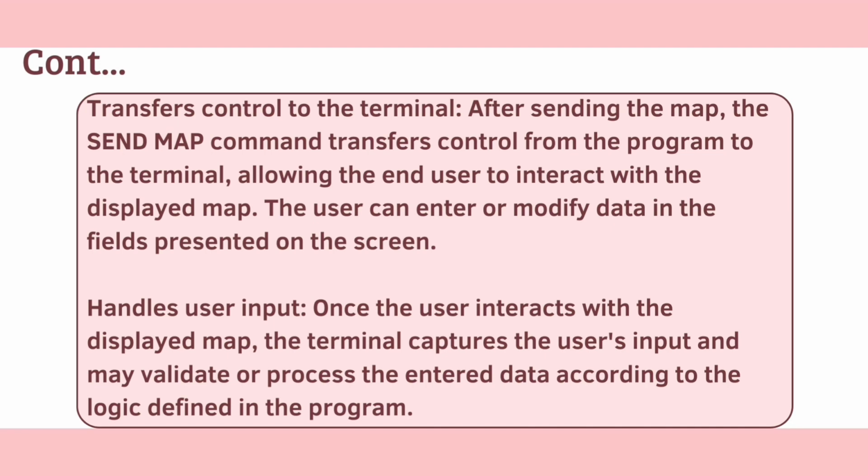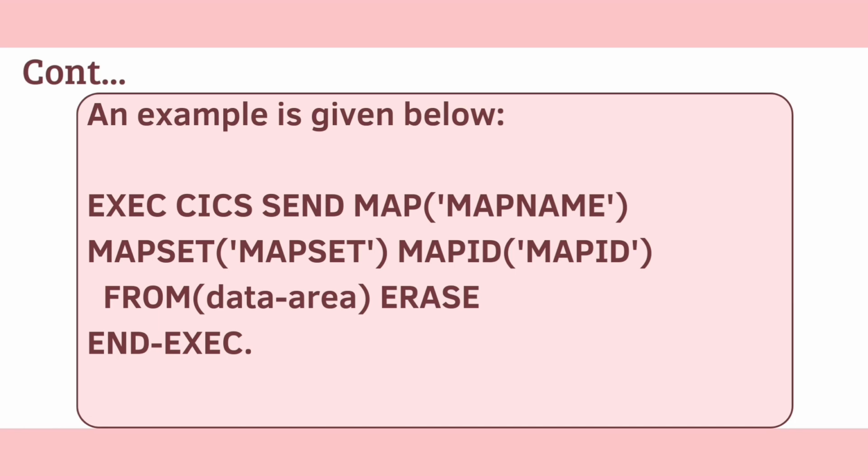The send map command is often used in conjunction with the receive map command, which allows the program to receive and process user input from the terminal after the map has been displayed. This enables interactive data entry and screen-based interaction between the user and the KICKS program. So here I have given an example. You may have a look at it. Okay.